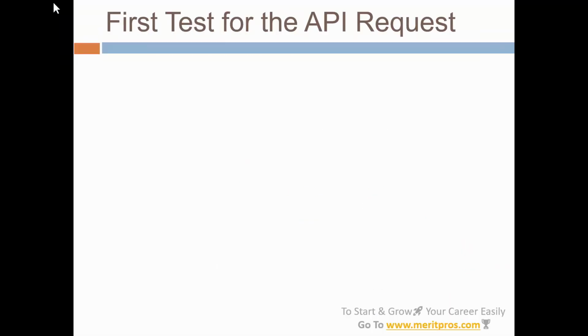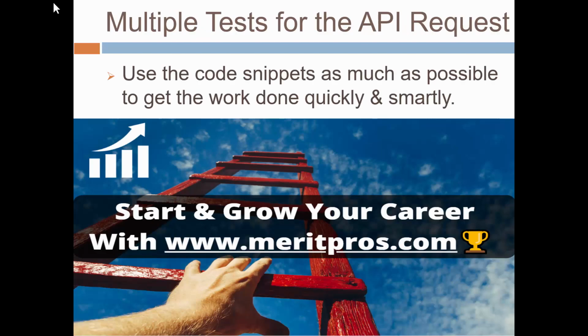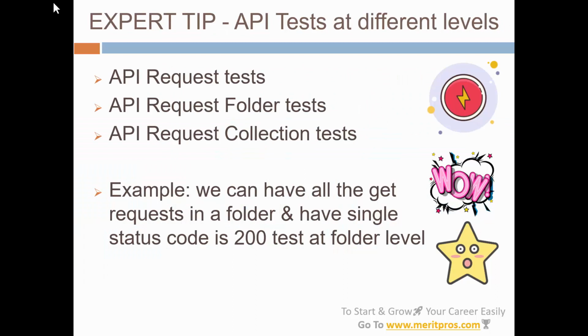Okay, we have covered our first test, then we have covered multiple tests as well. There is a good tip here. Use the code snippets as much as possible to get the work done quickly and smartly. Those code snippets are provided by Postman. Then this is our expert tip. We can write tests at 3 levels: API request level, API request folder level or API request collection level. There is a good example here. We can have all the get requests in a single folder and then have one single test for status code is 200 at that folder level. This really saves us a lot of time.